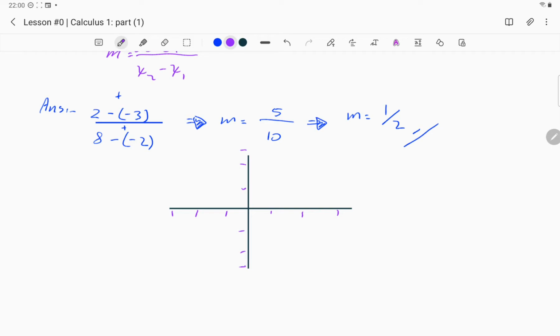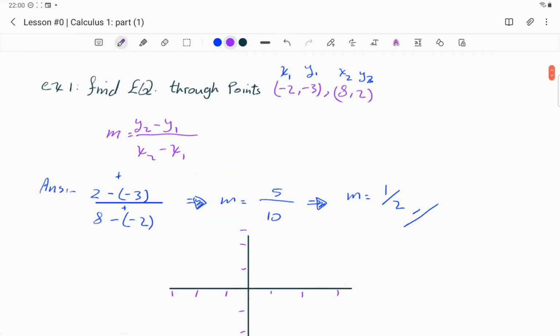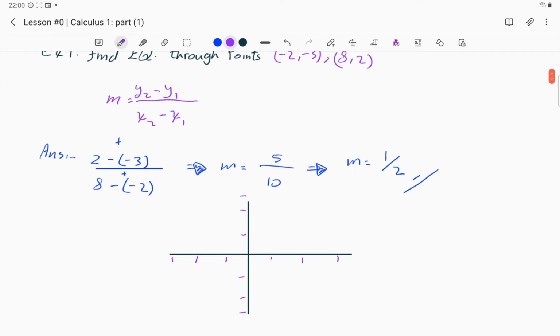So you basically start with the first point, which is -2, -3, which is -2 on the axis. This is 2, and then -3 is going to be here. And the second point is going to be 8 and 2. So 2, 4, 6, 8. So 8 and then 2. So here's the second point.